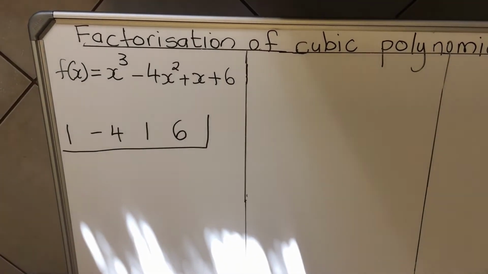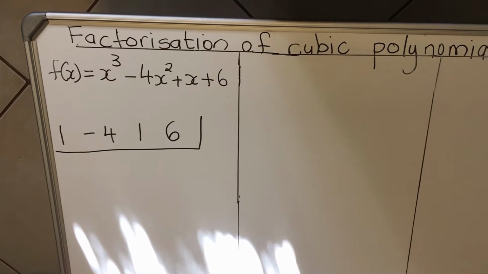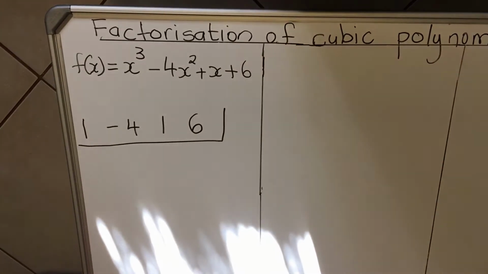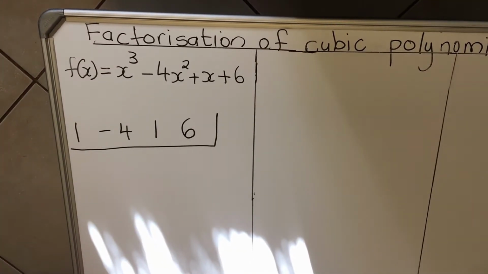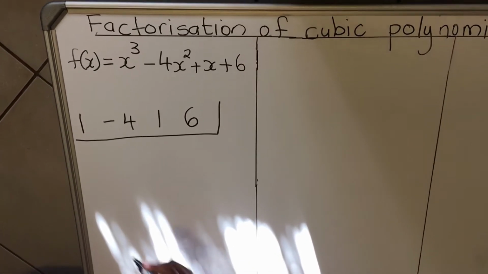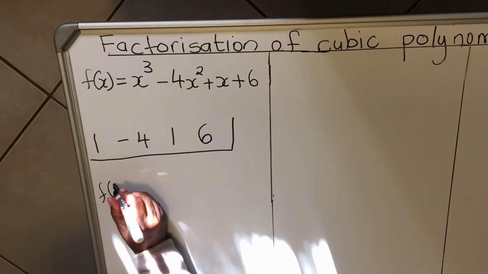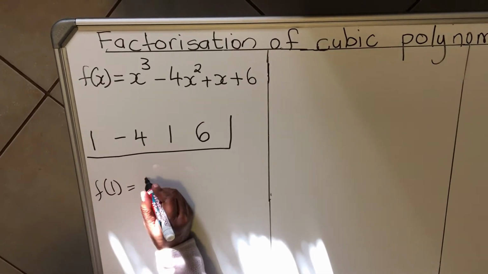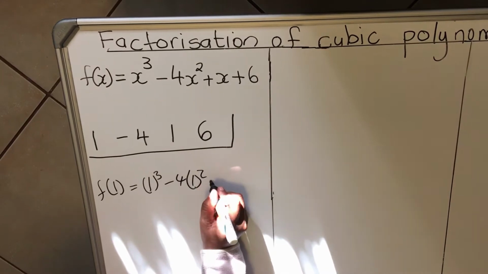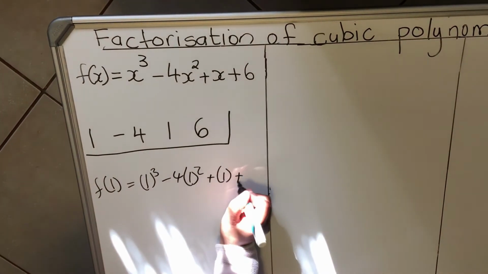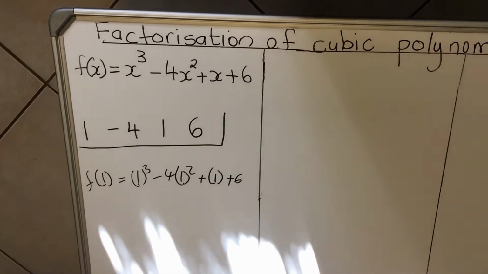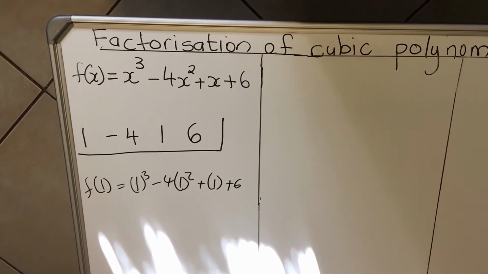After writing like that, you take your calculator and use the factor theorem. Using the factor theorem, you find a number that is a factor. How do you find it? You substitute a number and it must give you a 0. I'm going to write it down to show you, but you're not supposed to write this. You do f at 1: 1 cubed minus 4 times 1 squared plus 1 plus 6. You punch this in your calculator and you find that you don't get a 0, you get a 4. It means 1 is not a factor.